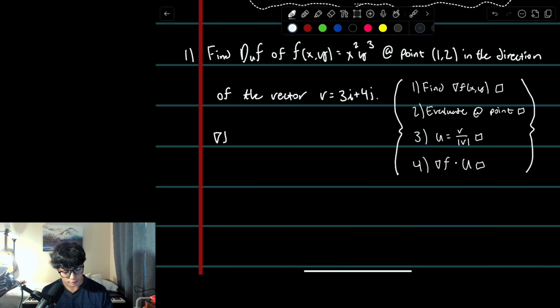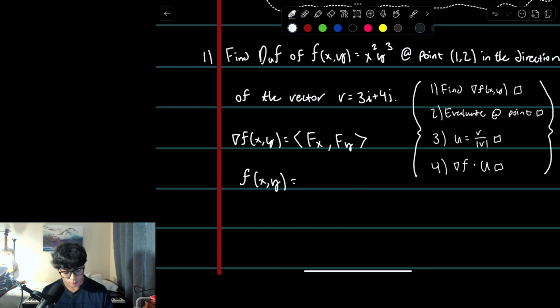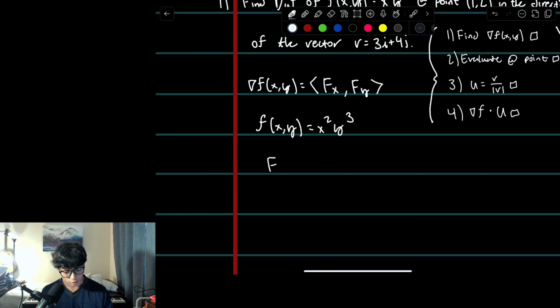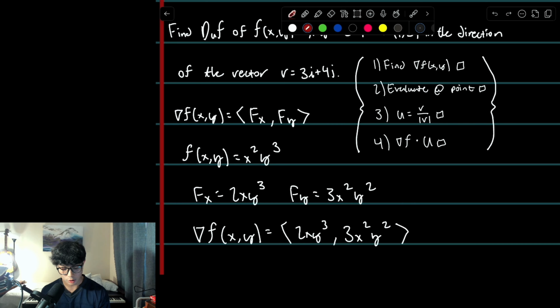Now remember, to find the gradient is the equivalent of taking the partial derivative of x and the partial derivative of y and putting it into i and j form. And given our f of x of y being x squared y cubed, our x partial derivative becomes 2x y cubed, and our y partial derivative ends up becoming 3x squared y squared. So we can plug those values into our i and our j. So since we did find the gradient, we could check it off our list.